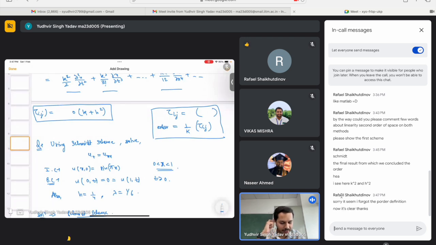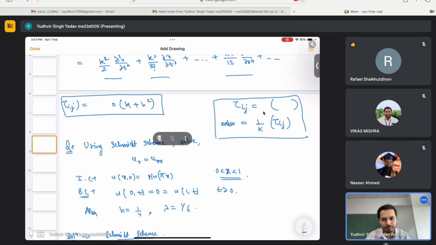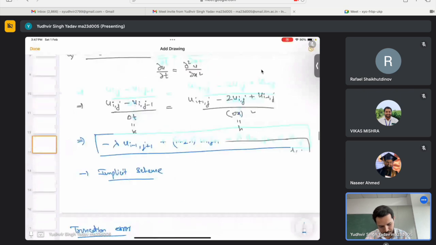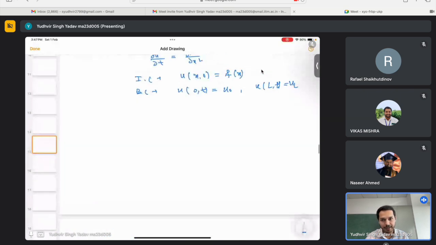Okay, you can recheck it, the order equation. Okay. So we are on the Crank-Nicolson scheme.